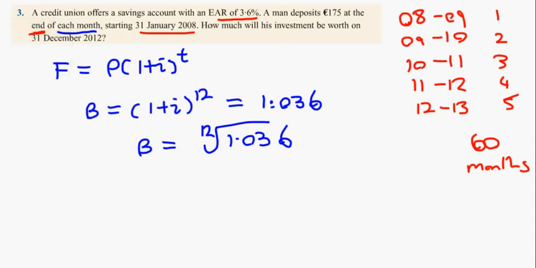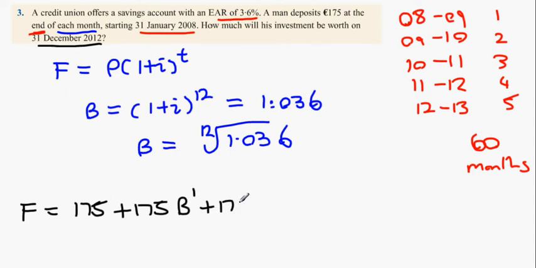Now we're going to set up our final amount. Now remember, we're investing each month. So our very last payment is going to be made at the very last day, so it's going to have no time to accumulate money. So this is going to be 175. Our payment before that has 1 month to accumulate interest.